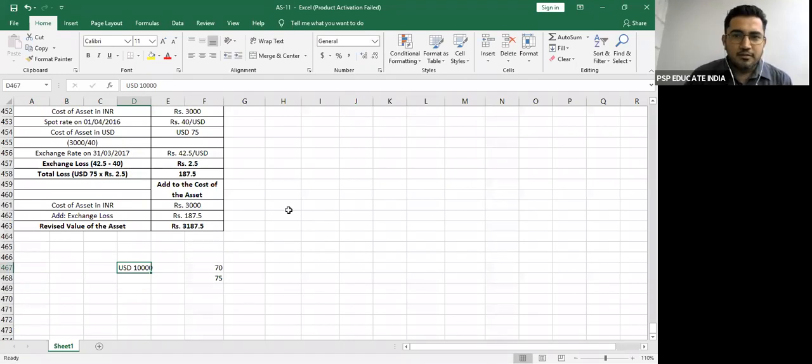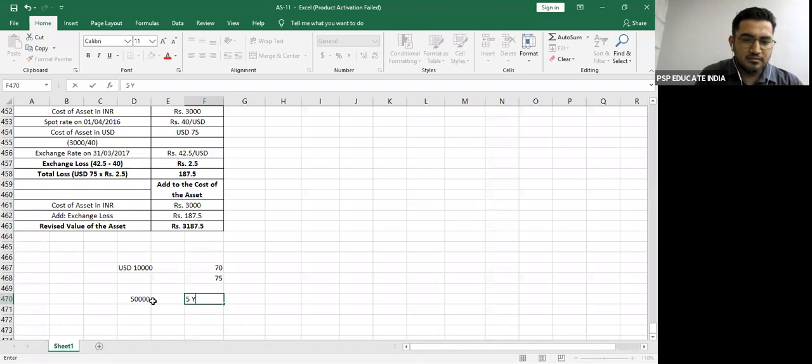Now first, Raj, you tell me, you have taken a loan and the rate becomes 75 from 70. Is this gain for you or loss for you? It is loss. How much is your total loss? Total loss is 50,000. And say, for example, your tenure of the loan is 5 years. This loan has been taken for 5 years.